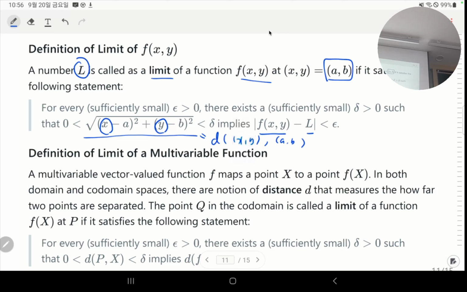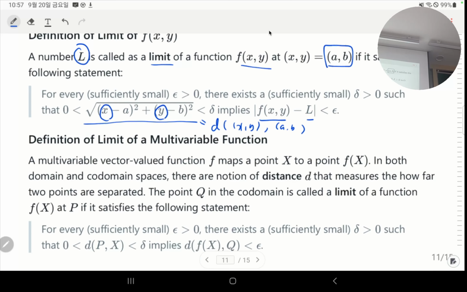So if I choose my point close enough to the point (a, b), then I can make the function value closer to L, and I can make the difference less than epsilon. I can choose epsilon arbitrarily, so that if I choose an even smaller delta, then I can always make this happen. That's the meaning of the limit.